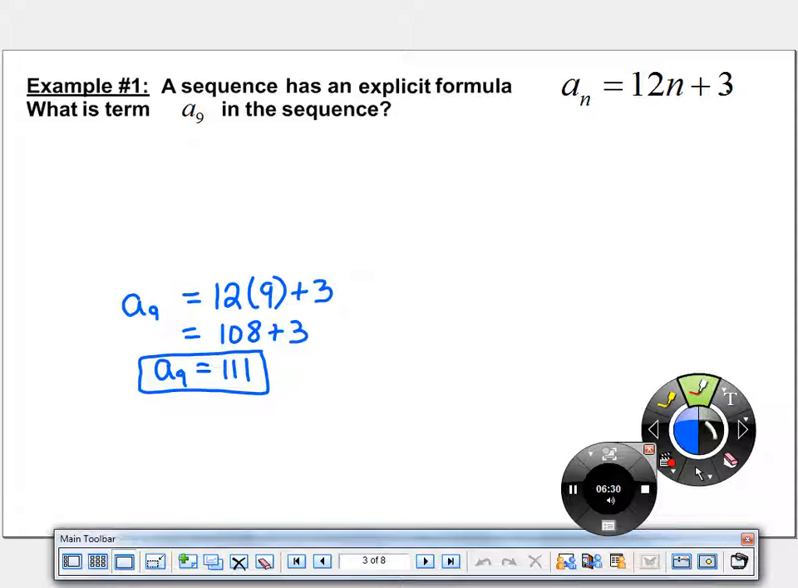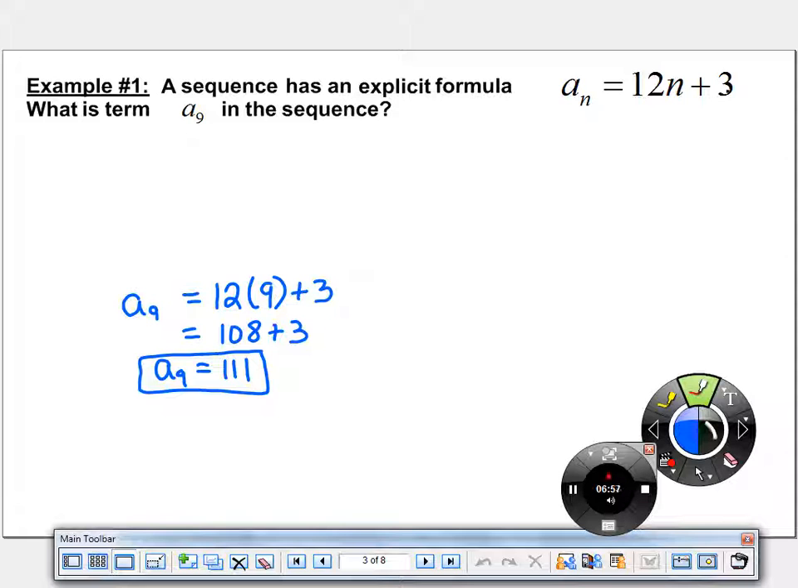So here's a rule. What kind of rule is that? Explicit or recursive? Explicit, because I'm going to find a term. They didn't say a sub 1 or a sub 3 because they're saying, hey, you can find any term in this sequence. Any n you want can go there. And whichever one it is that you're looking for, you need to plug that n value in this rule right here, and you'll figure it out. Okay? So when they say find a sub 9, they're really asking me to find the 9th term.